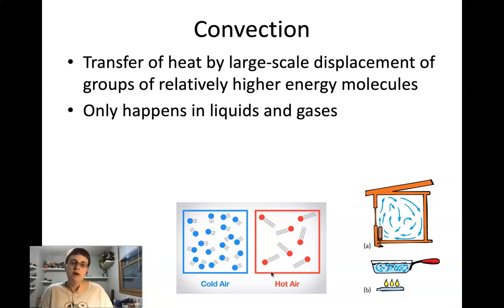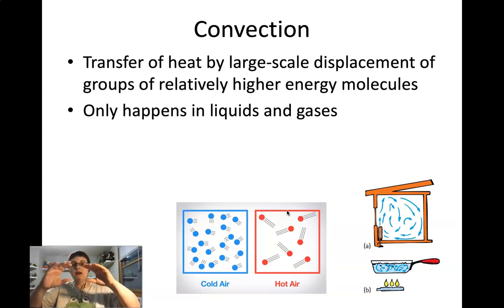Here is what hot air molecules look like. Not a lot of them compared to cold air, so they are less dense, less closely packed together, and they have a lot more energy. And so this is actually why hot air rises. Hot air rises because it's less dense. It's basically lighter in a way. And so the hot air is going to rise up because it's much lighter than the cold air.